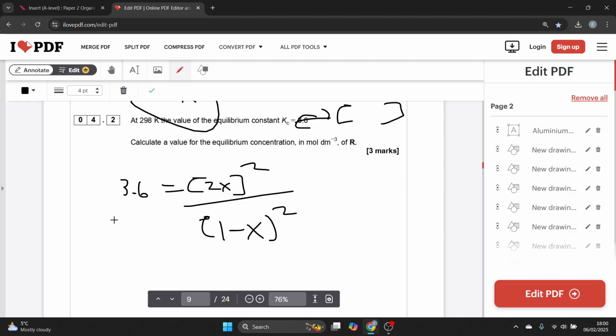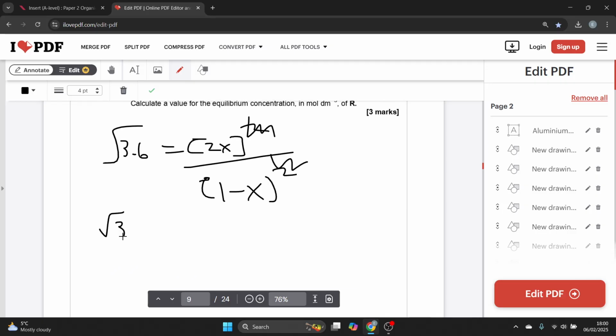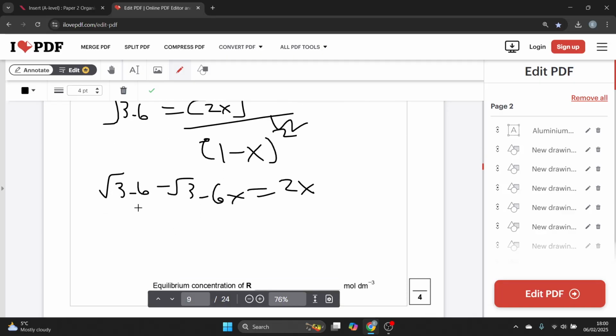So what I would do is square root both sides. I get square root of 3.6, that cancels out. Then times by that, so I get square root of 3.6 minus square root of 3.6x equals 2x. And then I guess add x, and if I do 2 plus root of 3.6, I get 3 point something x, and then I do root 3.6 divided by my answer, and I get 0.49, which is, yeah, correct. So you get x is 0.49.